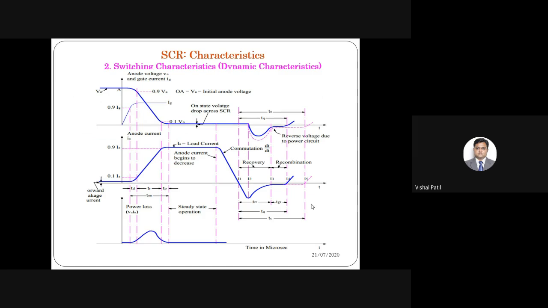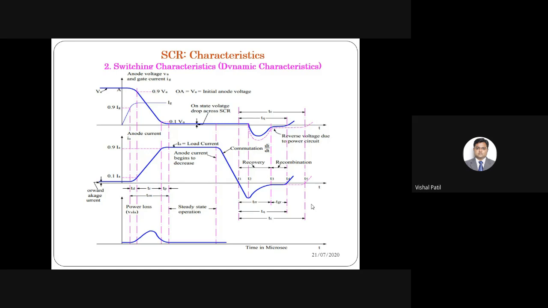Okay, now you see how the current is changing with respect to time. In the first characteristic, which is the anode voltage with respect to time, and the second characteristic is anode current with respect to time. Now anode current, the meaning is forward current, the current of that device. Okay, the actual current you can call it. So how that voltage and current change with respect to time.